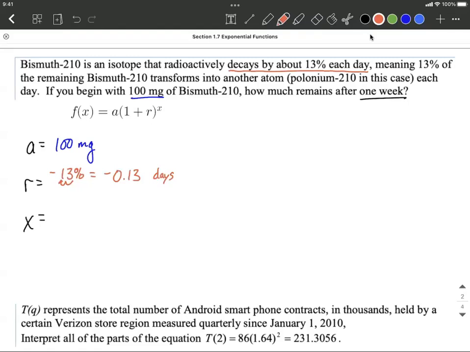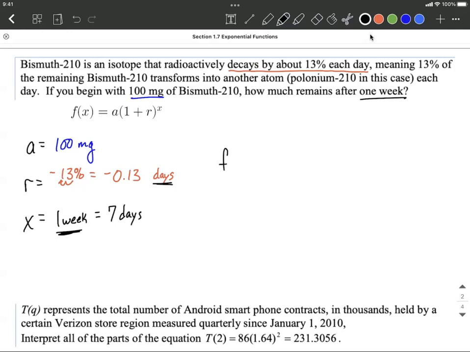And then finally, what we want to do is figure out how much is going to be around after 1 week. All right, so we're told 1 week, but it's important that our rate is in days. We want our time also to be in days. These have to match up. So 1 week, instead of plugging that in, we're going to use 7 days. It's probably the easiest way to do this.